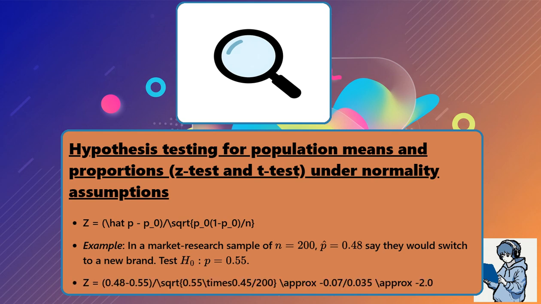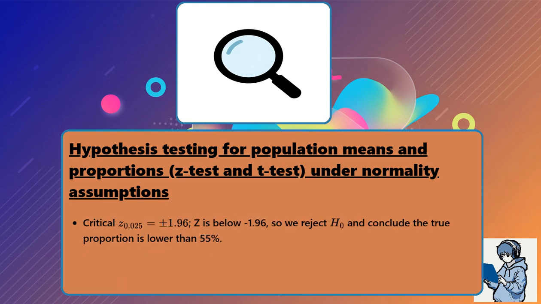Z equals (0.48 minus 0.55) divided by the square root of 0.55 times 0.45 over 200, approximately negative 0.07 divided by 0.035 equals negative 2.0. Critical Z sub 0.025 equals plus or minus 1.96. Z is below negative 1.96, so we reject H naught and conclude the true proportion is lower than 55%.